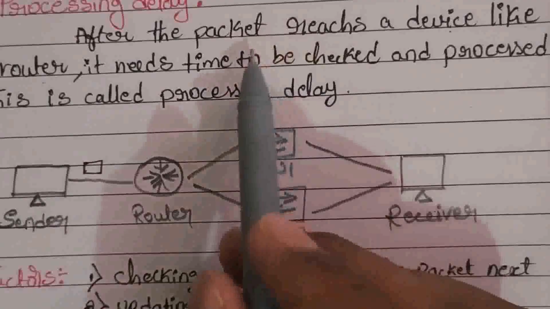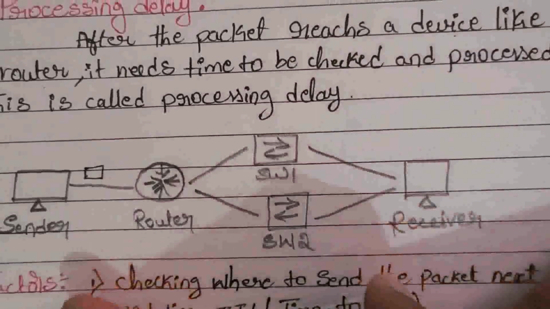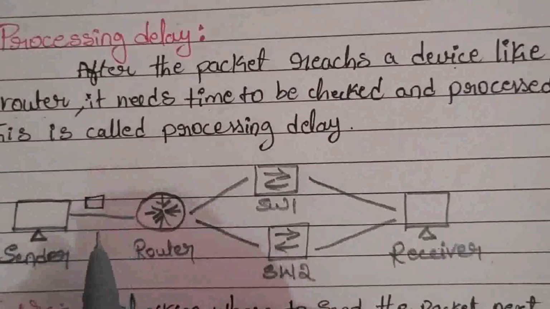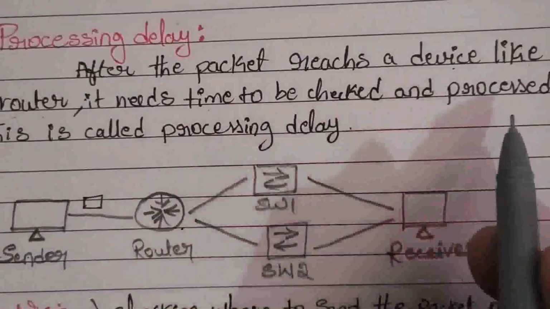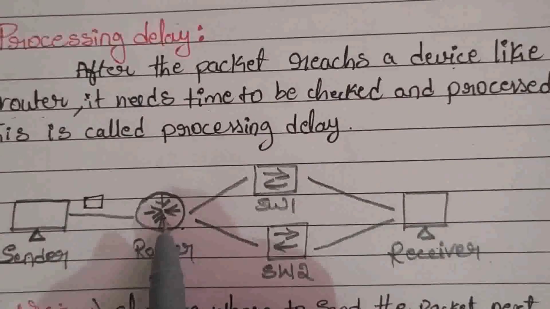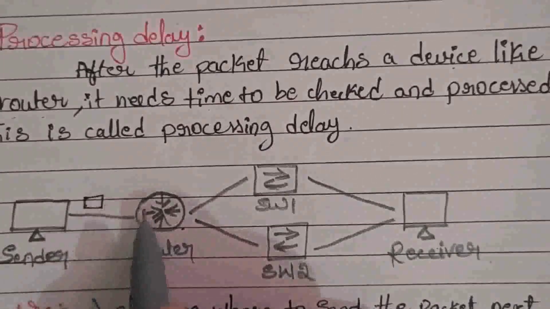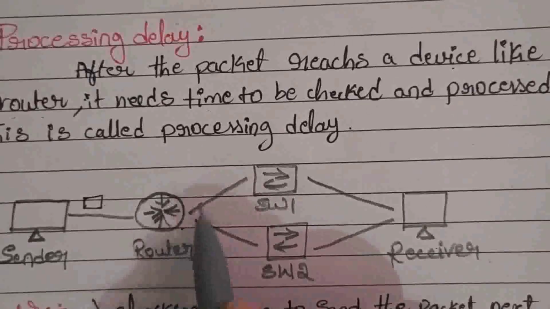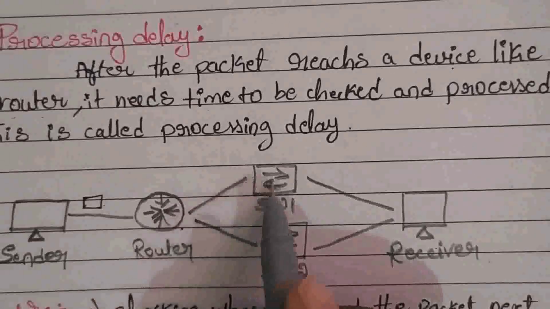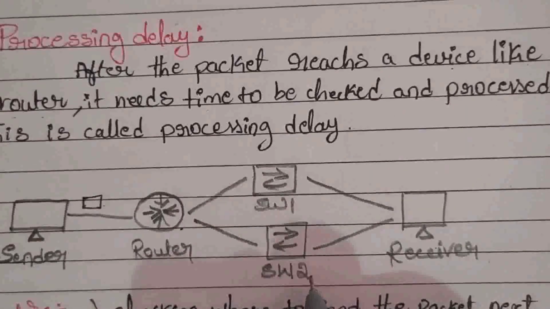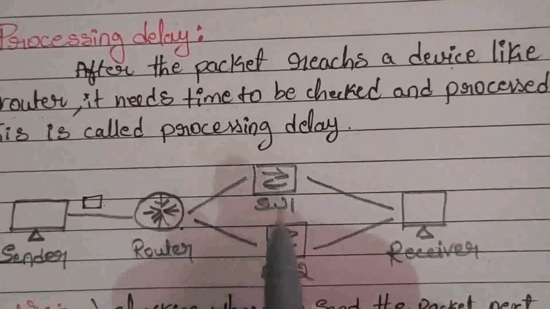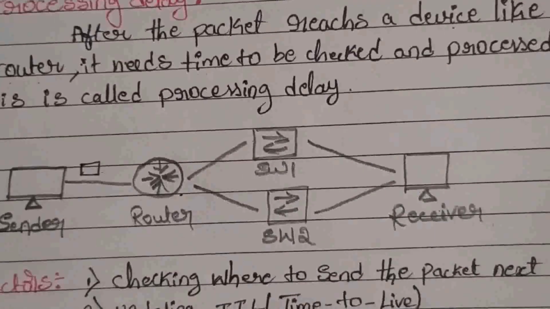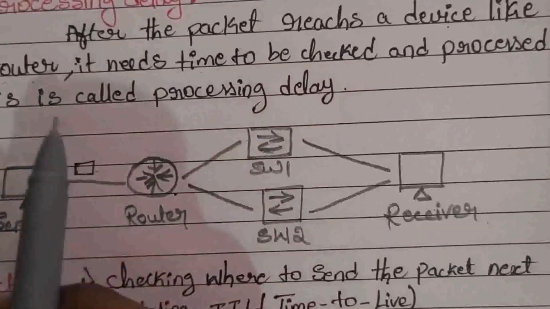The packet reaches a device like a router. Here it needs time to be checked and processed. Here the router will decide in which way this packet should go: whether it should go the switch 1 way or the switch 2 way. For that, it will take some time to decide a path. That time delay is called the processing delay.